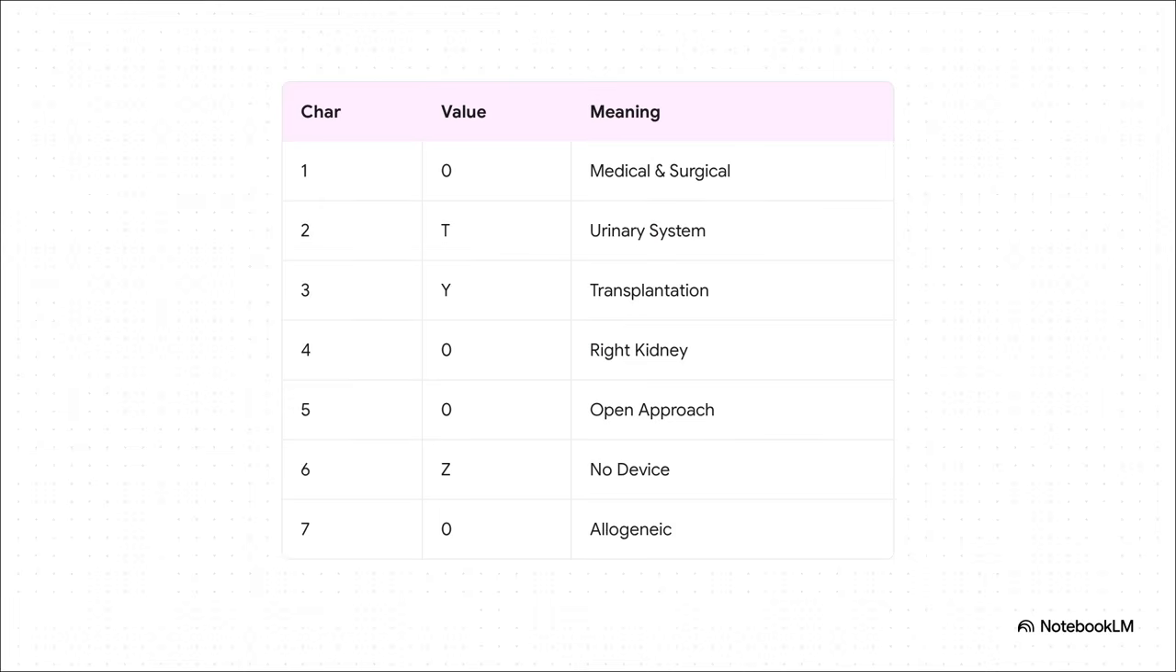Let's look at just how precise the ICD-10 PCS code structure really is. Let's say we're coding an open transplant of an allogeneic right kidney. We'd build the code 0TY000. It's like a puzzle. We start with Section 0 for medical and surgical.